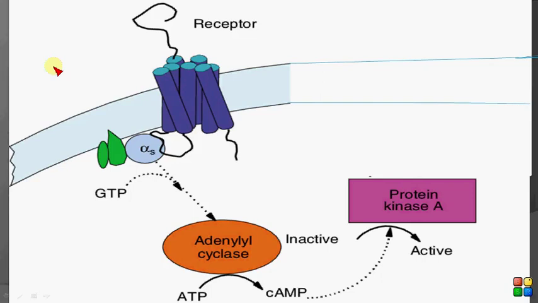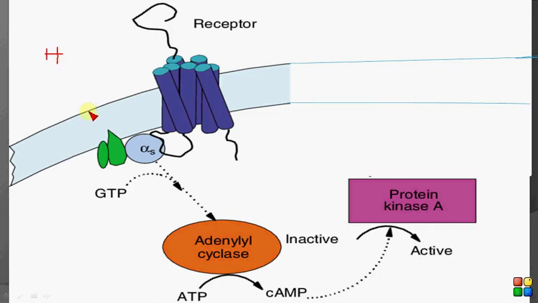Hello everyone, in this video we are going to discuss the cyclic cAMP signaling pathway. The cyclic cAMP pathway is basically a secondary messenger system, and different hormones and neurotransmitters exert their effect by this pathway. It looks like some kind of mysterious pathway, but it's quite simple.